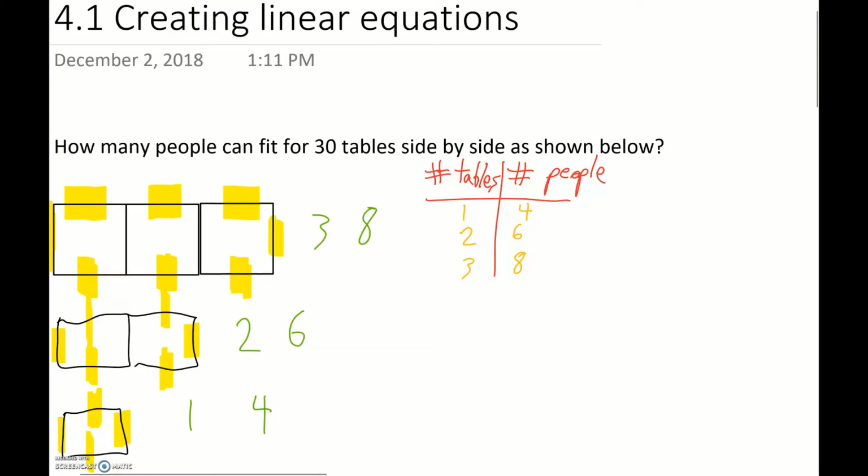We're going to call tables our x. That's our changing number. If we're thinking about science things, x is our manipulated variable. It's the thing that we can change. And in terms of science, the number of people is the thing that's responding, a responding variable. So x and y. If we have x number of tables, how many people can fit? That's our question.